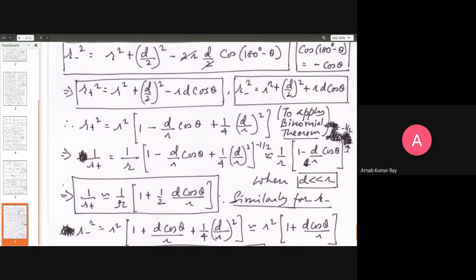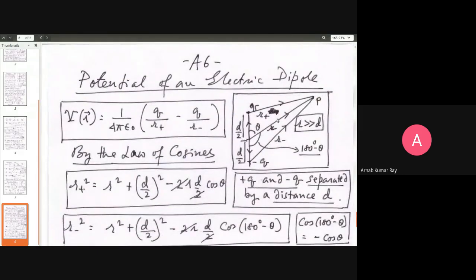Let's try to go back to the geometry. This distance, r, is much greater than this whole distance, although it's not so clear from this diagram, the separation distance between the two charges, plus q and minus q. That separation distance is small d. And r is the vector that goes to the point P from the midpoint of the line joining the two charges plus q and minus q.